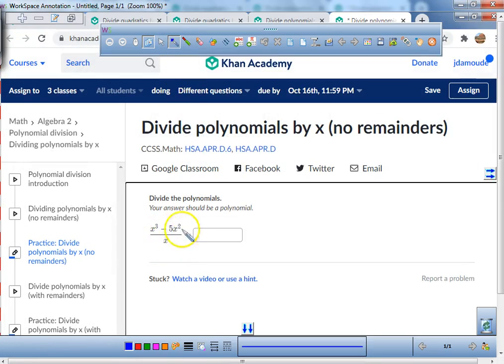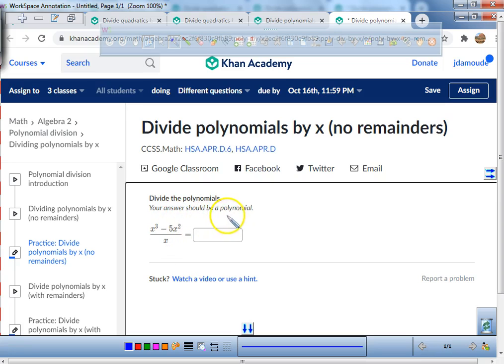If I have this polynomial right here, this binomial, and I'm dividing it by x, our answer should be a polynomial. So what does poly mean? Basically more than 2, 2 or more. So right now we have a binomial divided by just a monomial.